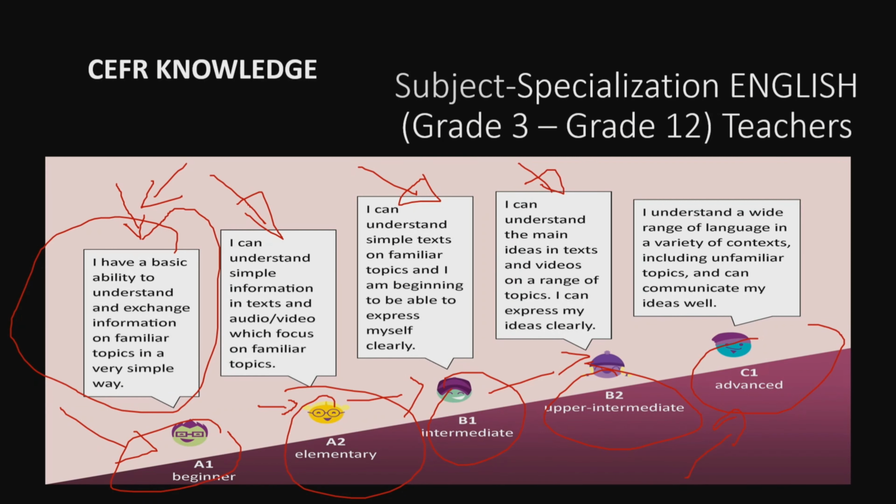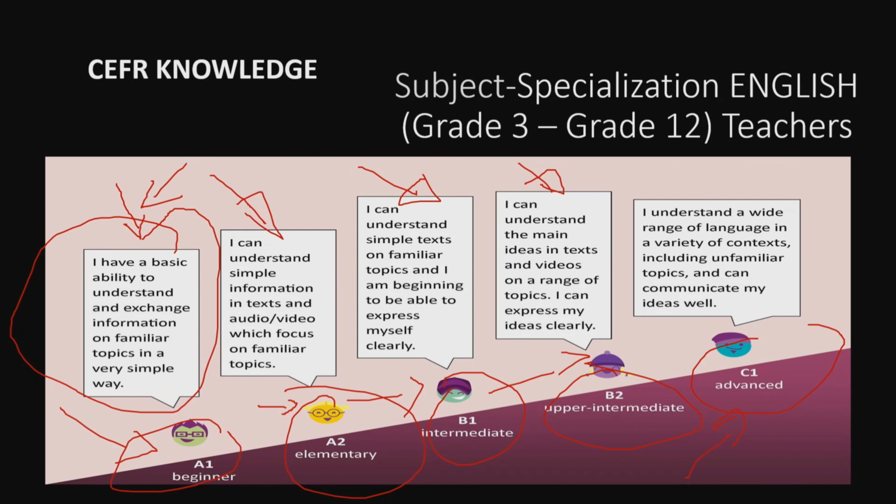For example, it says that I have a basic ability to understand and exchange information on familiar topics in a very simple way. So if you read an essay where the expression is really simple and no proficiency is shown, and you don't see the usage of impressive vocabulary and sentence structure, that means this essay belongs to the very simple basic beginner level.